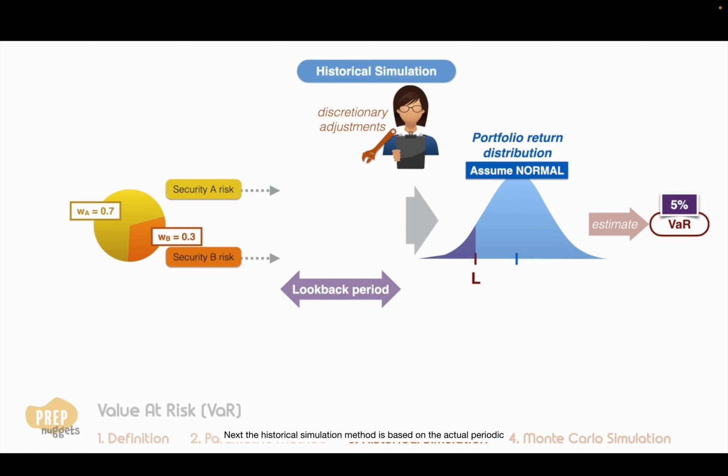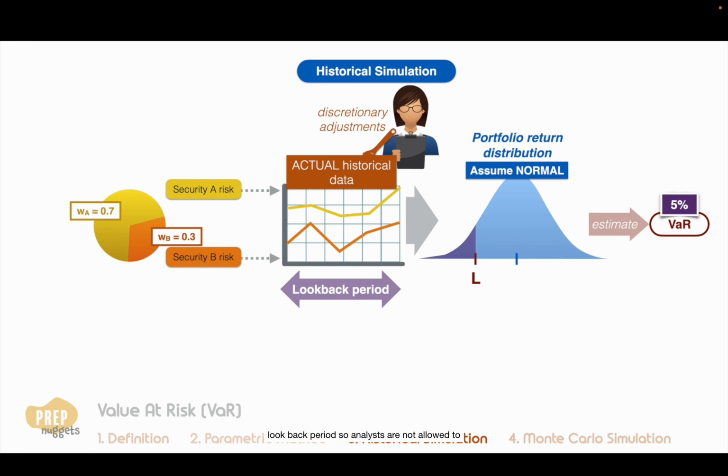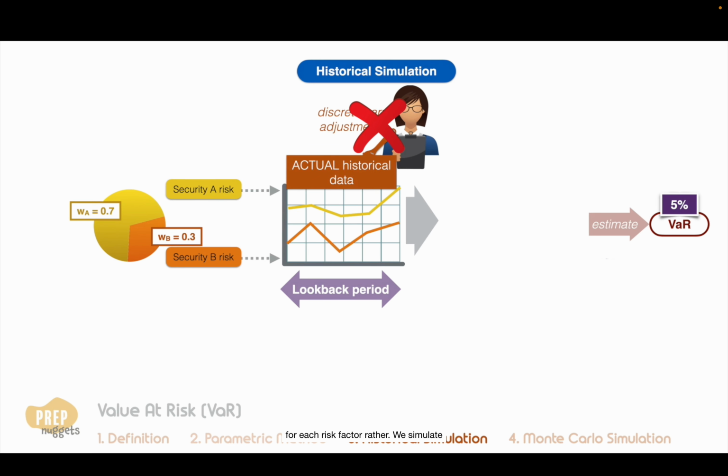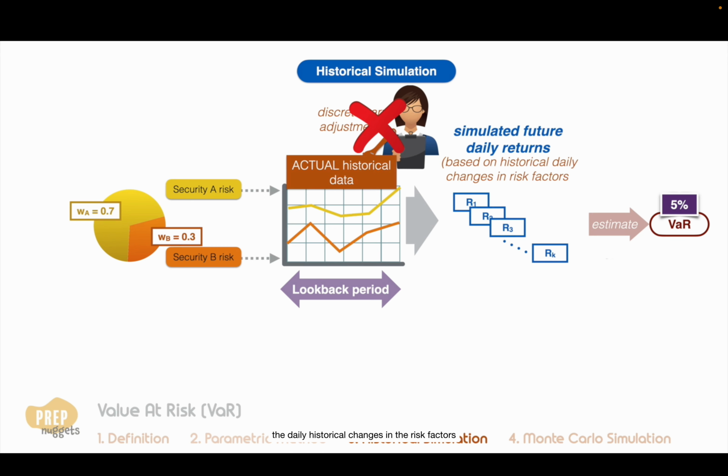Next, the historical simulation method is based on the actual periodic changes in risk factors over the look-back period, so analysts are not allowed to make any discretionary adjustments. And unlike the parametric method, we do not characterize the distribution using the mean or standard deviation of return for each risk factor. Rather, we simulate the future daily return of the current portfolio given the daily historical changes in the risk factors over the look-back period, so the choice of look-back period is of importance for this method.